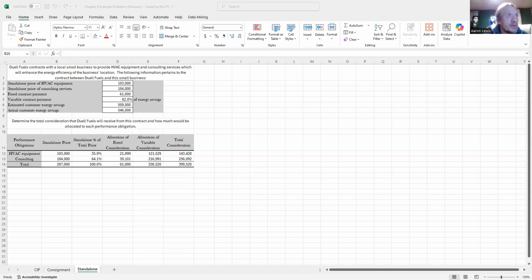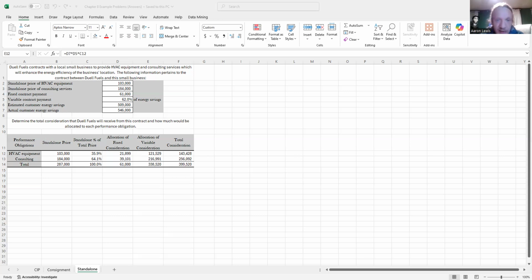What about our variable consideration that we've got going over here? Well, they are paying us based upon how much they actually save. So $546,000 is how much they actually saved in energy in this first year of usage. We get variable consideration equal to 62% of that, so 62% of the $546,000 is the total variable consideration that we're trying to spread out. Let's hit enter to see what it is. $338,520.